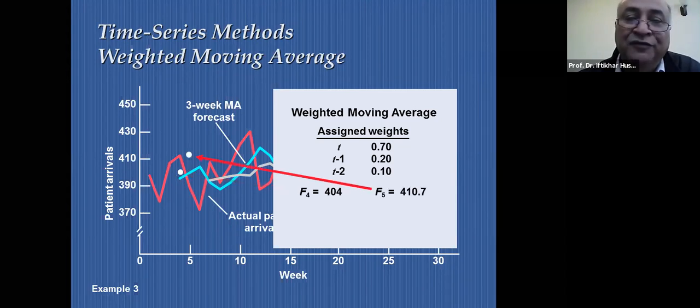Similarly, week 5, 410, it was somewhere here. This was the point, and now this is, which is closer to the actual, although not closer, I think, but the overall average will be much better. 410.